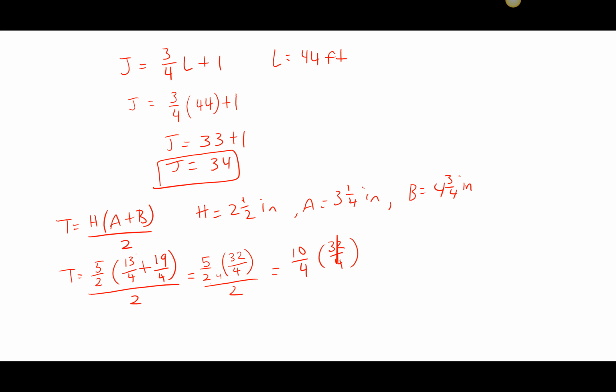Whoops, fix that. 32/4. Okay. Now, when you reduce this, reduce it there by 2, that's going to be 1, that's going to be 8, times 5 is 40. So that's going to be 40 halves divided by 2. And when you do that, you're going to get 20 halves. And 20 halves is 10 square inches. Okay? So with that, you're going to need 10 square inches.